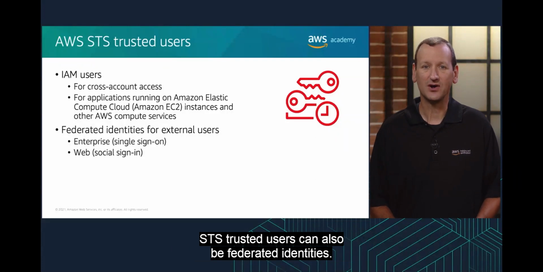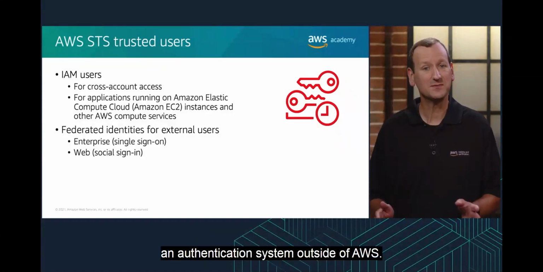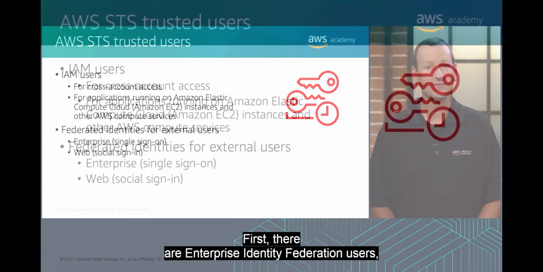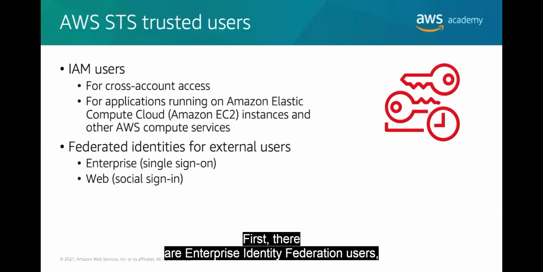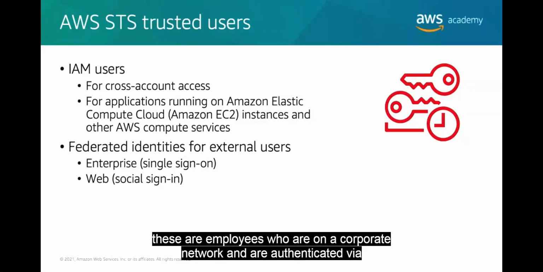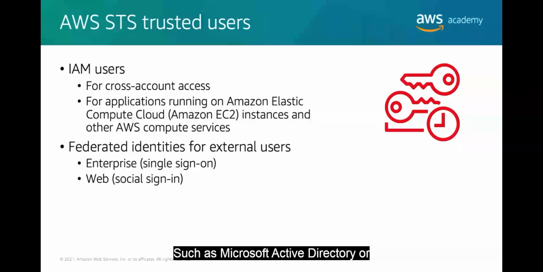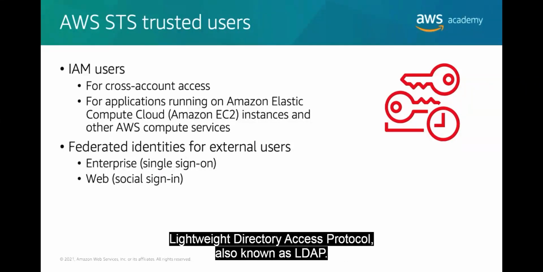STS trusted users can also be federated identities. These are users who sign into your application from an authentication system outside of AWS. IAM supports 2 types of identity federation. First, there are Enterprise Identity Federation users. These are employees who are on a corporate network and are authenticated via a Security Assertion Markup Language 2.0 compatible enterprise identity provider, such as Microsoft Active Directory or Lightweight Directory Access Protocol, also known as LDAP.